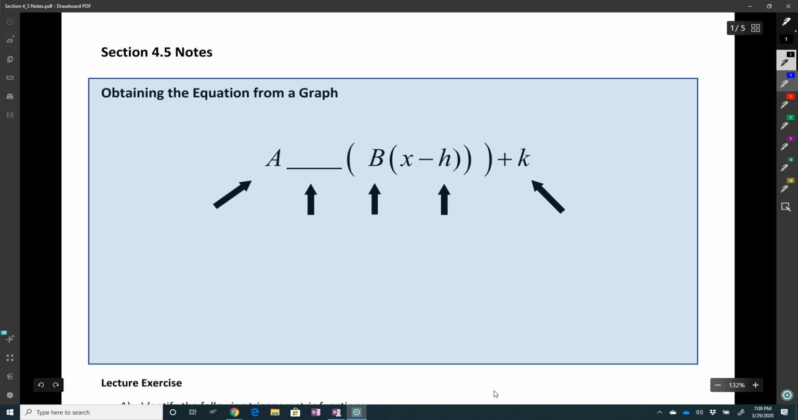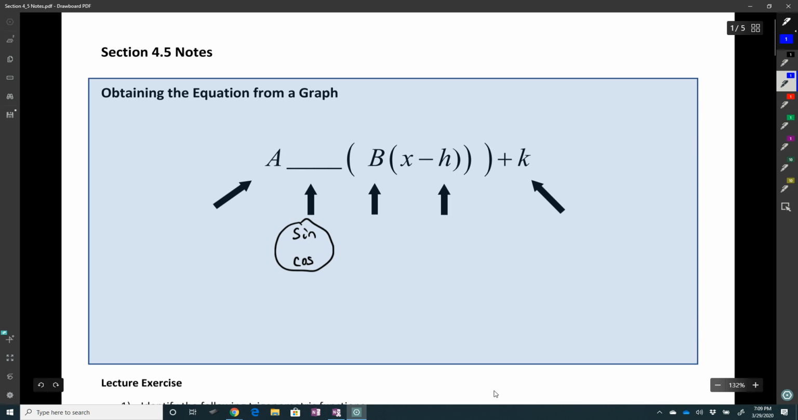So just a couple things. In this section, they're only dealing with sine or cosine. So this is just sine or cosine. We're not dealing with tangent, cotangent, secant, or cosecant. So that's good.